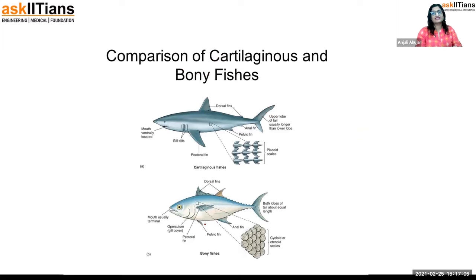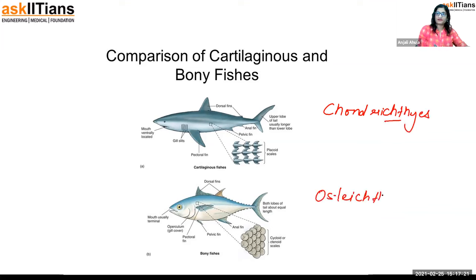Comparison of cartilaginous and bony fishes. Okay, so cartilaginous fishes are known as Chondrichthyes. I'm going to tell you the spelling here. Chondrichthyes. Am I writing the right spelling? I'll check it. This is Osteichthyes. Now let me check the spelling in your notes. These are not your notes, by the way; I'm using my personal notes. It's the correct spelling. Okay.